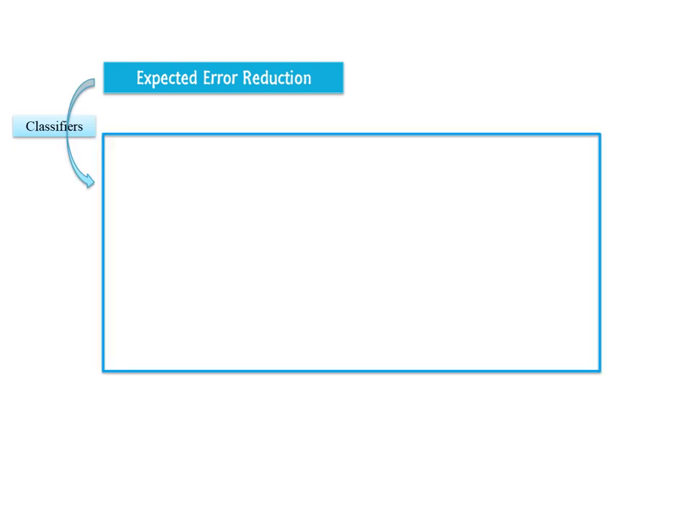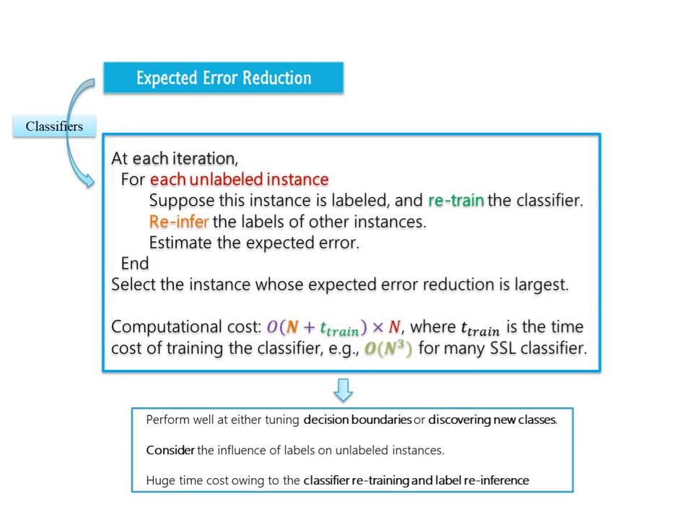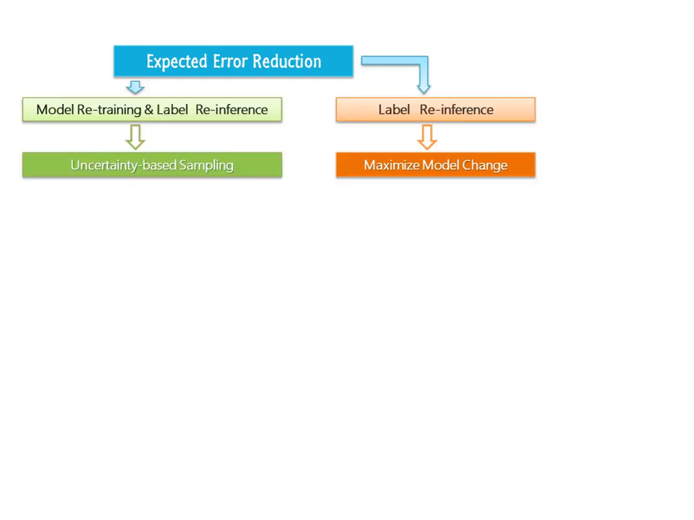Error reduction (ER) is the most popular active learning criterion, which generally works with an efficient classifier. ER makes a trade-off on the error reduction achieved by either labeling an unknown region or tuning distribution boundaries. However, ER-based methods incur huge costs from both the classifier retraining and the label reinference. To reduce the above cost, there are two alternative active learning criteria, including uncertainty-based sampling and maximum model change.